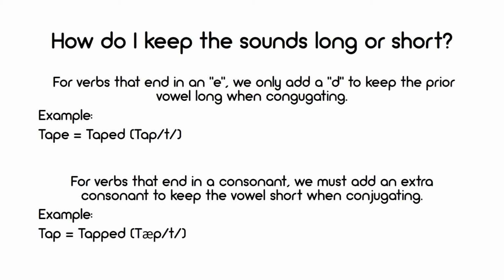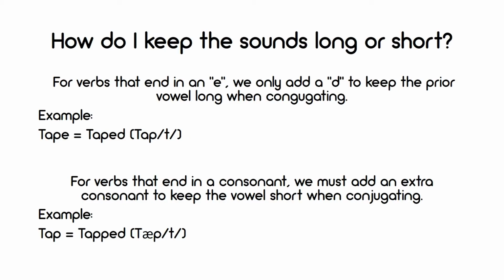So, how do I keep the sounds long or short? For verbs that end in an E, we only add a D to keep the prior vowel long when conjugating. Now, if I say an ED verb, this is generally where that comes from. So, for example, we had tape. That becomes taped. It's not tapey. It's tape and taped.